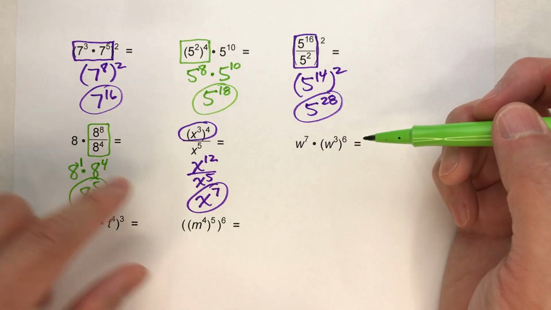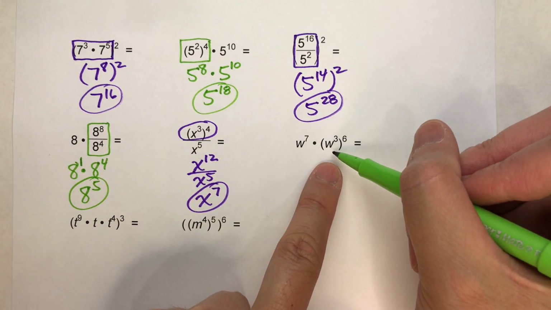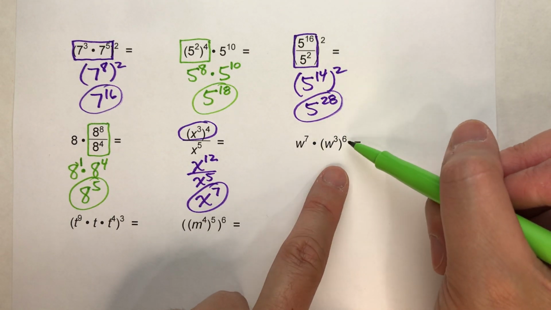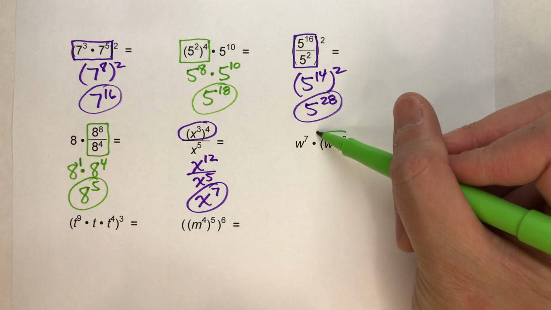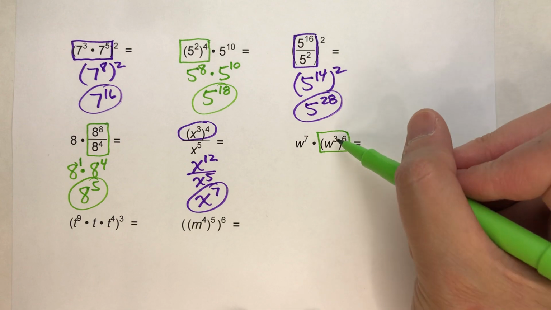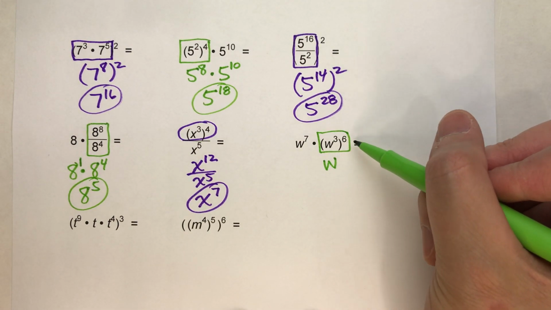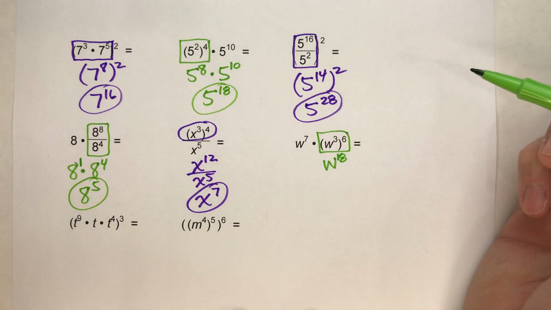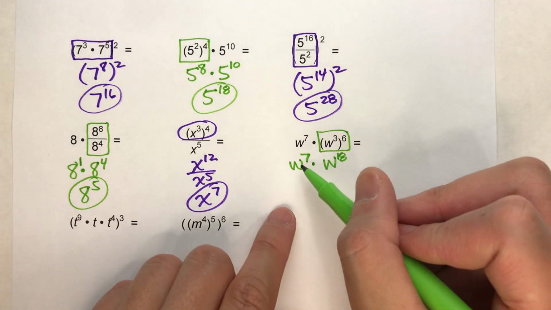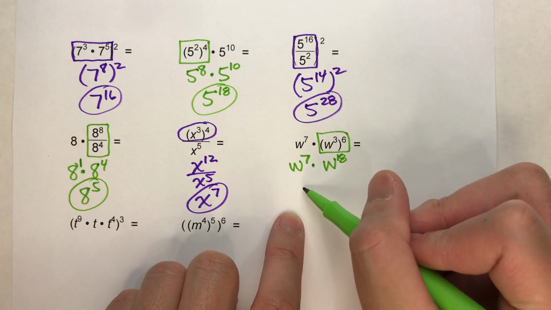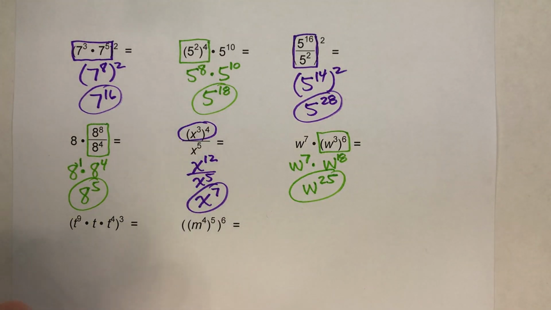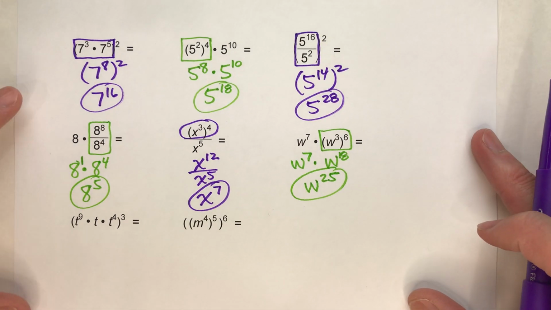All right, next one. w to the 7th times w to the 3rd raised to the 6th. All right, so we've got two steps here. We've got a multiplication. We've got power to a power. Order of operations says we've got to do those exponents first, so let's do that. w to the 3rd raised to the 6th. Keep the base. Multiply the exponents. So w to the 18th. But we've still got that w to the 7th being multiplied by it. So now we can use our multiplication rule. We keep the base, add the exponents. w to the 25th power. There we go.